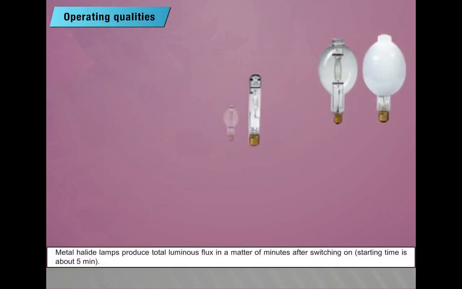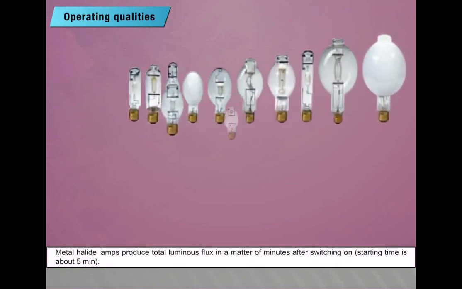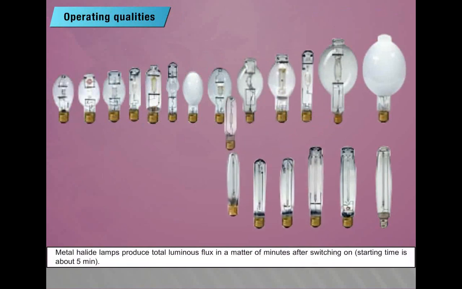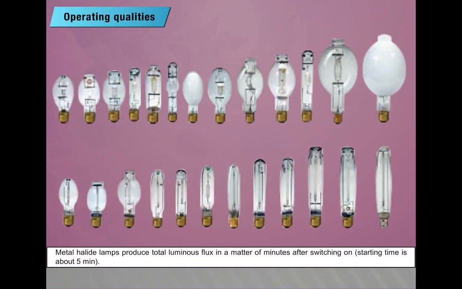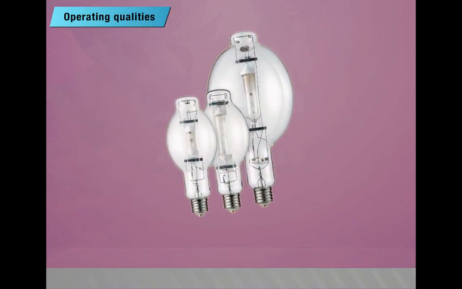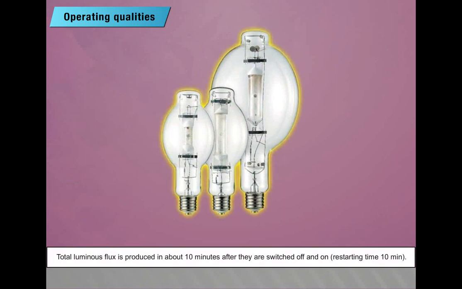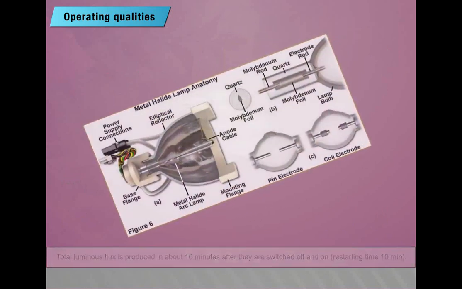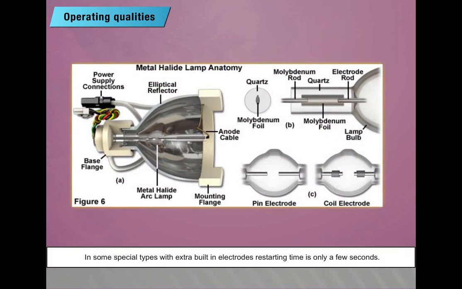Operating qualities. Metal halide lamps produce total luminous flux in a matter of minutes after switching on. Starting time is about 5 minutes. Total luminous flux is produced in about 10 minutes after they are switched off, and on restarting, time is 10 minutes. In some special types with extra built-in electrodes, restarting time is only a few seconds.